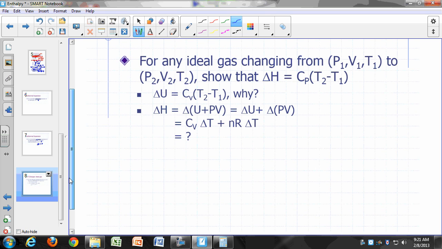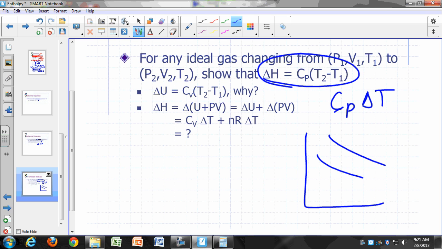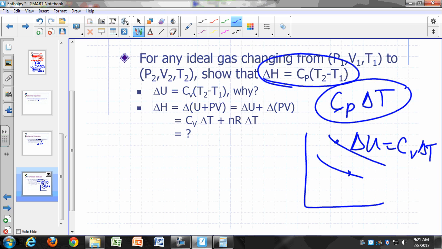Now, for any gas changing from P1, V1, T1, as I mentioned earlier, to P2, V2, T2, you can show that delta H is just equal to Cp times T2 minus T1, or Cp times delta T. Okay? And here's a quick way of doing that. You can do that using those diagrams that we did last time for internal energy. We showed that delta U is Cv delta T, right? Regardless of what path you take. Well, you can also show that delta H is equal to Cp times delta T, regardless of what path you take for ideal gases. Here's a quicker way of proving it.